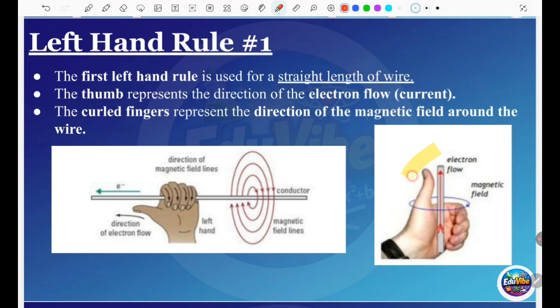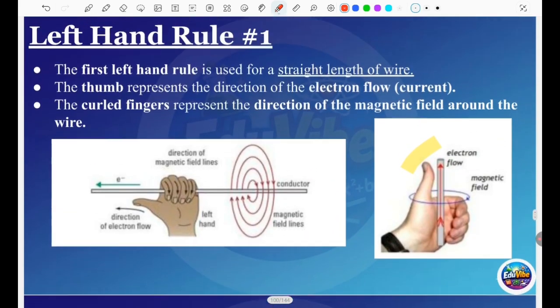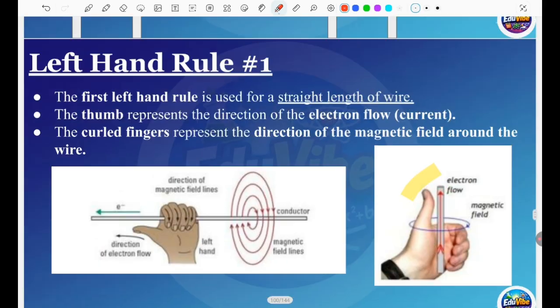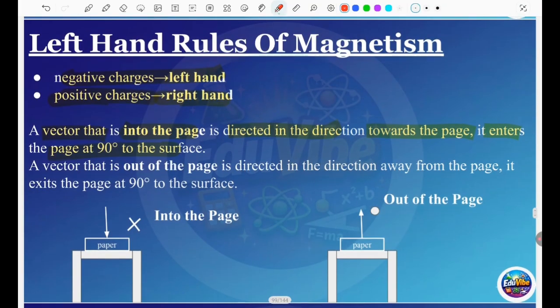When we do the other rule, you can see that when you put the finger on your paper, something goes into the page, or something goes out of the page. So into the page and out of the page happens when we do these things. For this we use some symbols.